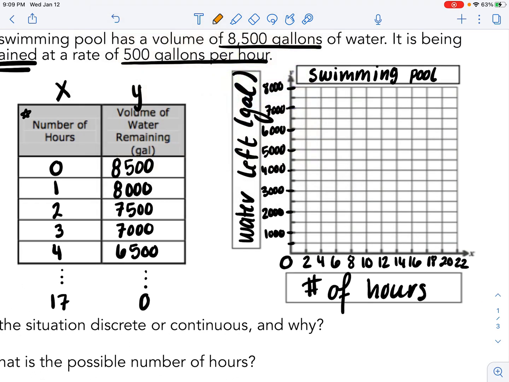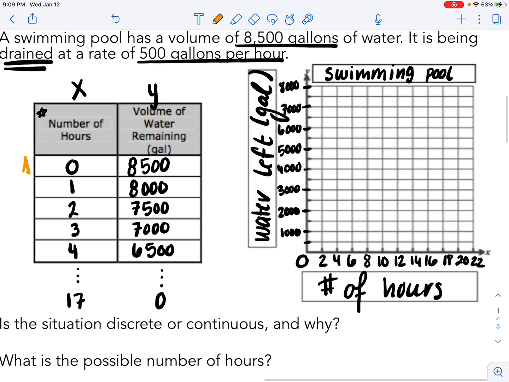So when I'm actually graphing, if I'm starting with 0 hours at 8,500 gallons of water, that's going to be right off the charts of the y-axis. Then I'm going to go from there. So at 2 hours, I have 7,500. 4 hours, 6,500. And go ahead and use those numbers we already came up with to draw all the dots on our graph. You can also do the in-betweens for the odds.